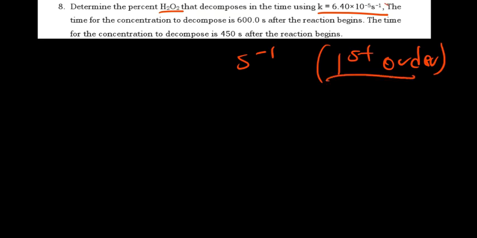So here you can also use the value of K to determine the order of the reaction. So we are told to determine the percent that decomposes in the time using K equal to that. So the time for the concentration to decompose is 600 seconds, and then also again for 50 seconds. So we've got two parts of the question. We have to determine the percent that decomposes in the time using that.